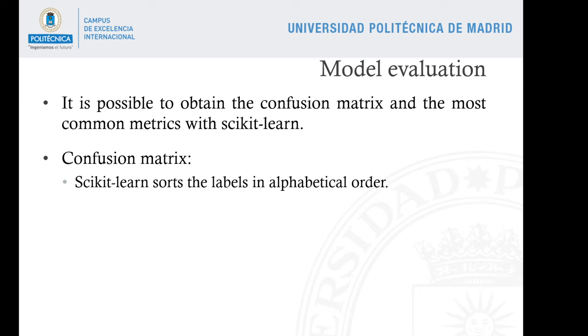For doing this, we have to take into account that scikit-learn sorts the labels in alphabetical order. So if our labels are 0 and 1, alphabetically talking, which means actually in the ASCII code, 0 comes before 1, which is also the usual definition. But for instance, if we want to predict between survived and not survived, imagine that our labels are survived and not survived. Then not survived is before survived because N comes before S in alphabetical order.